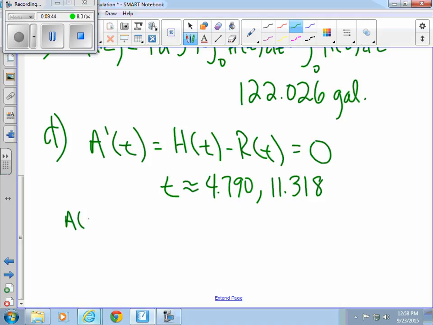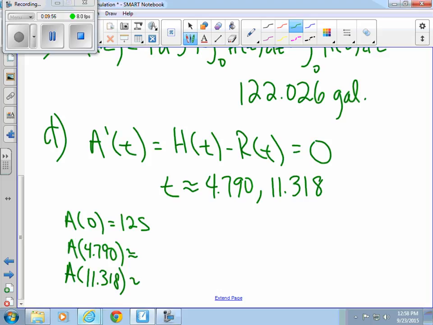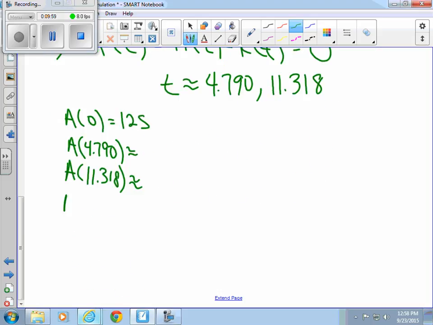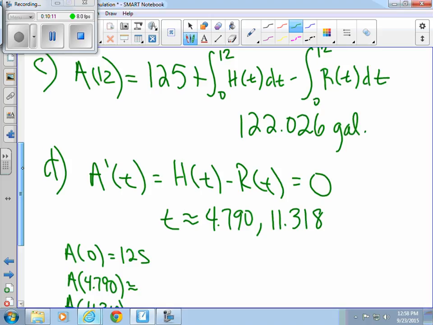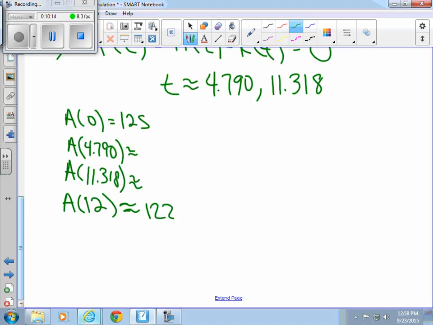So A of 0 is 125. A of 4.790 is approximately, and A of 11.318 is approximately, and A of 30 is approximately 12. 12 we already know is 122.026, because we did that first.